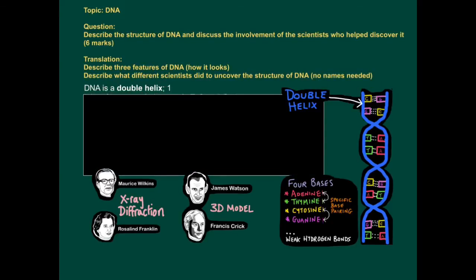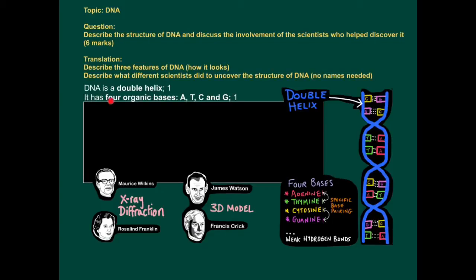So for 1 mark, you'd have to state the most obvious thing about DNA: it is a double helix. That means it has 2 strands coiled into this helter-skelter pattern. If you say it has 4 organic bases, A, T, C, and G, you can get another mark. So these make up the genetic code. You can see the bases here.